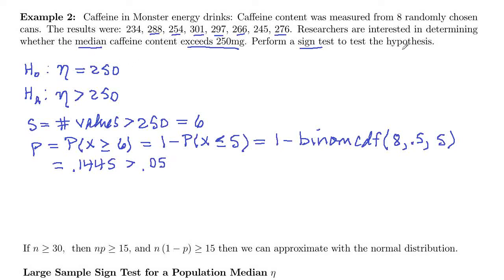We are not given alpha. Let's assume alpha equals 0.05. That's usual for non-parametrics. So that's greater than 0.05. We do not reject. Again, not a very extreme sample.